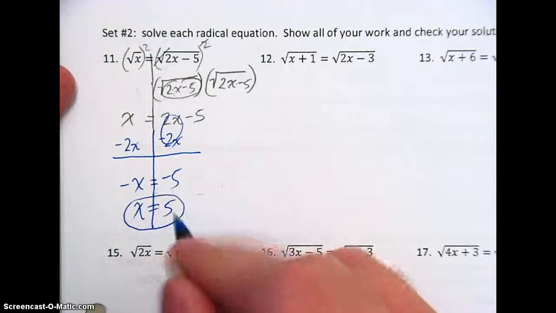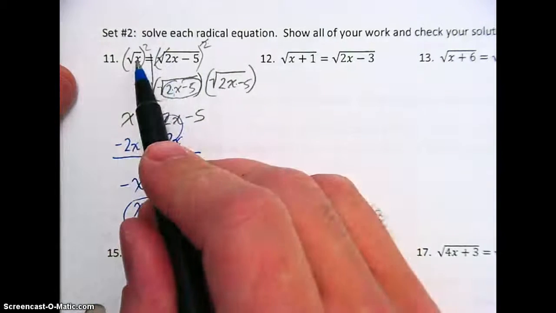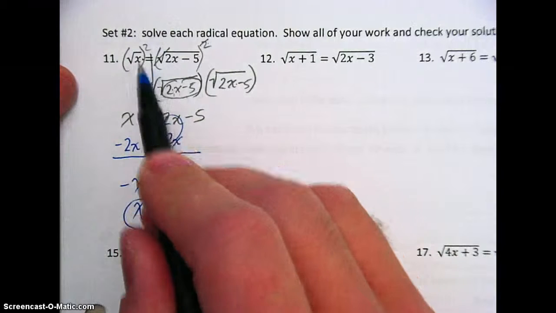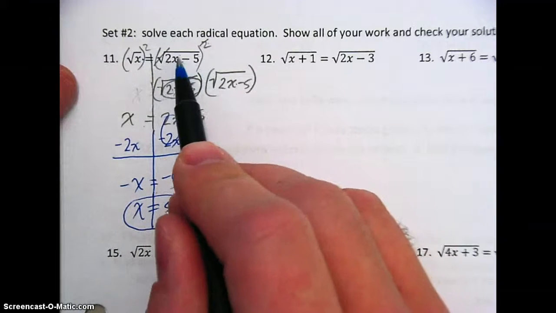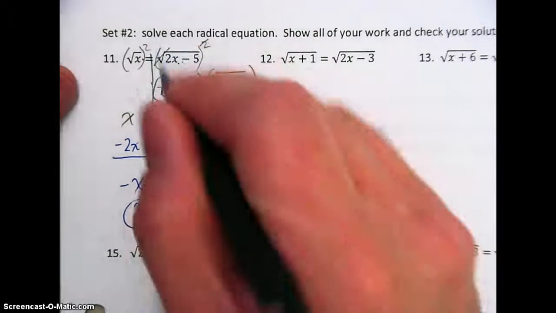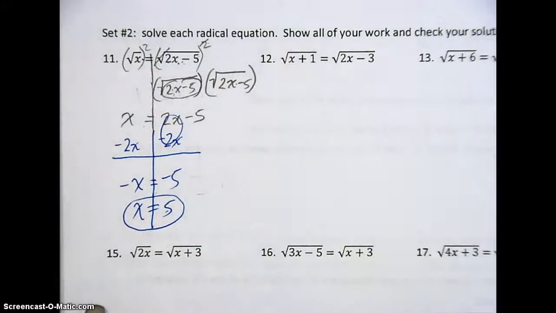We should plug it back in. We put 5 in, that gives us root 5. Root 5 equals 10 minus 5, or root 5. Good, so we're good there. Double check your work at the end. Make sure it works out.